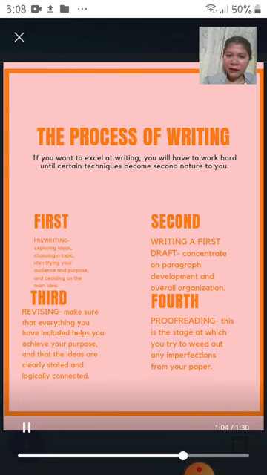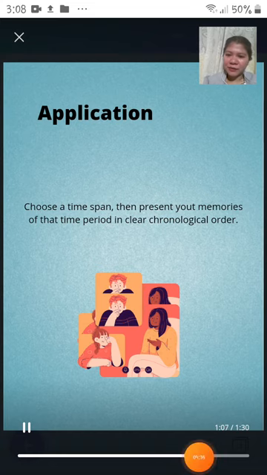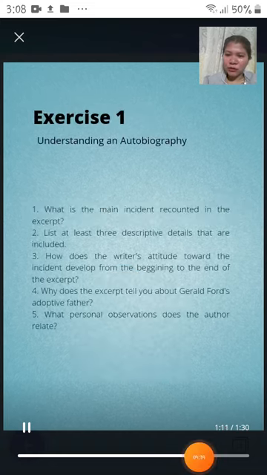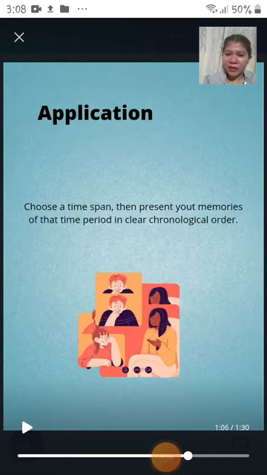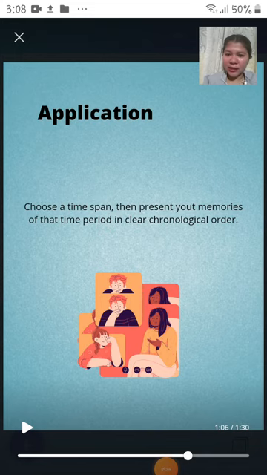So you're ready to write your draft. So I want you, class, to choose a time span, then present your memories of the time period in clear chronological order.